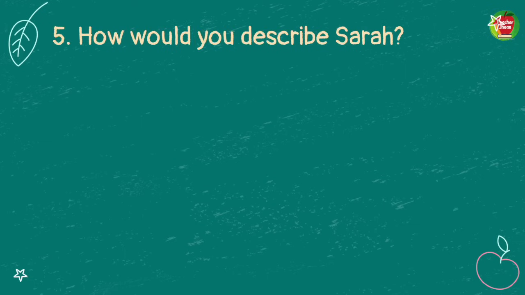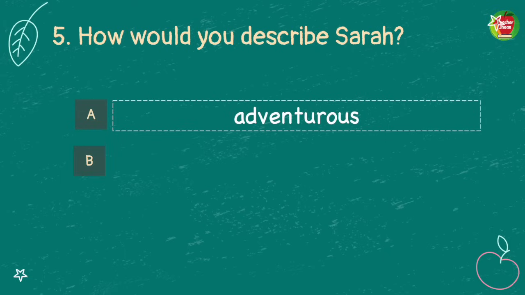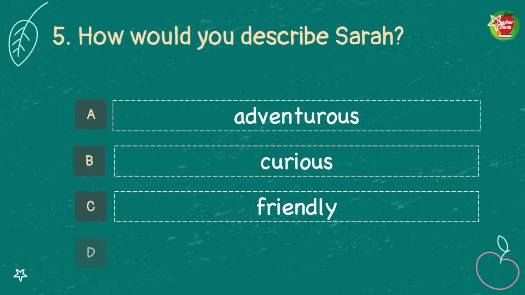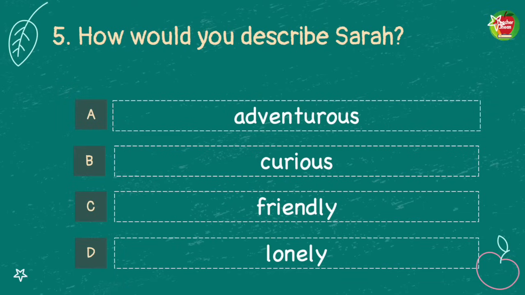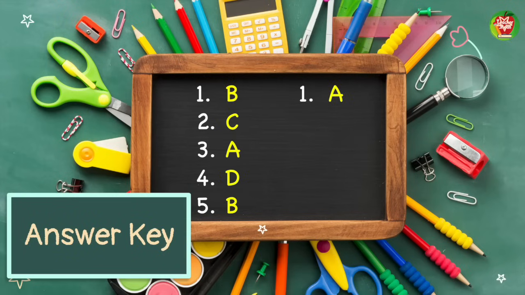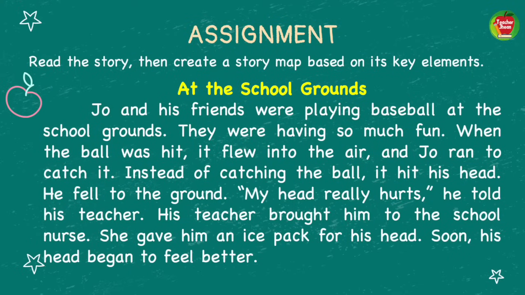And number 5. How would you describe Sarah? A. Adventurous. B. Curious. C. Friendly. D. Lonely. Let's check. Did you get them all correct? Good job! For the assignment, read a story and create a story map based on its key elements.